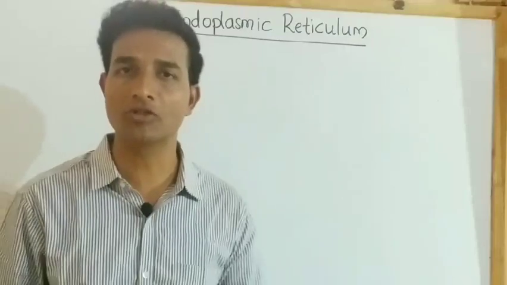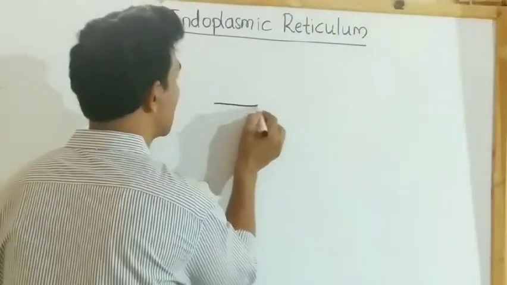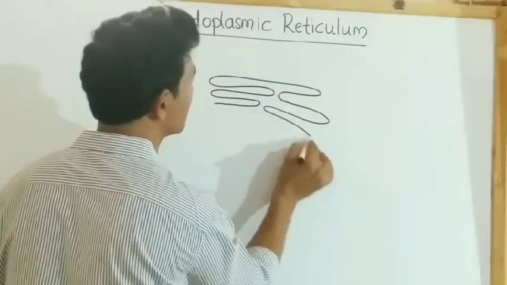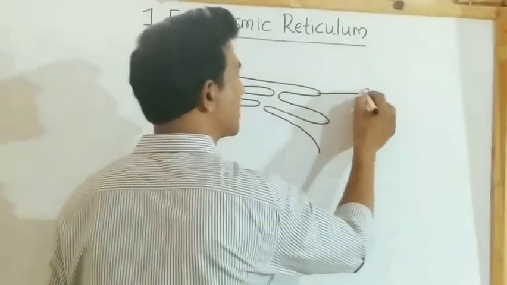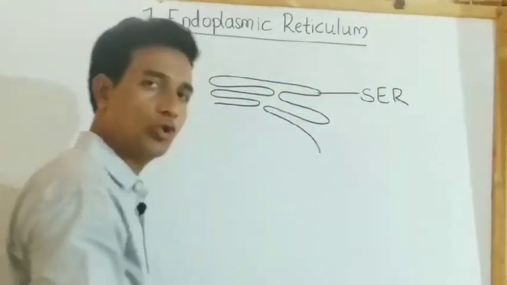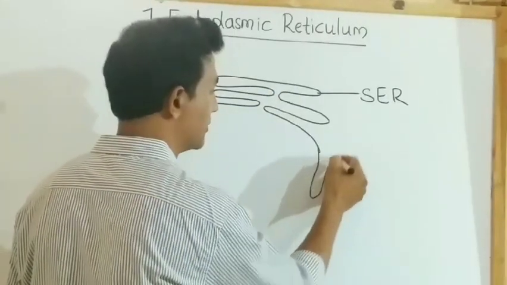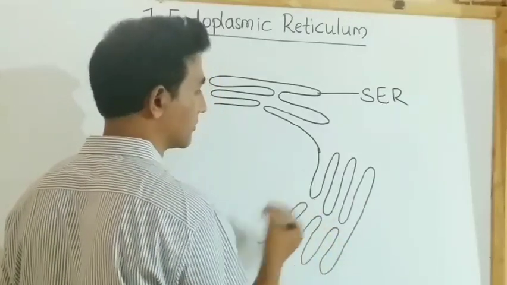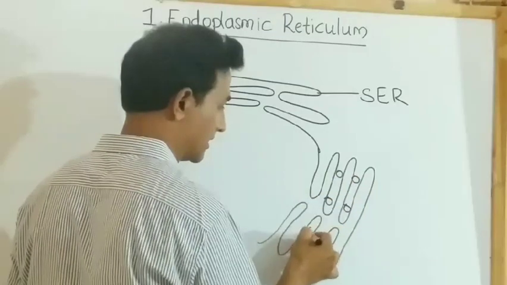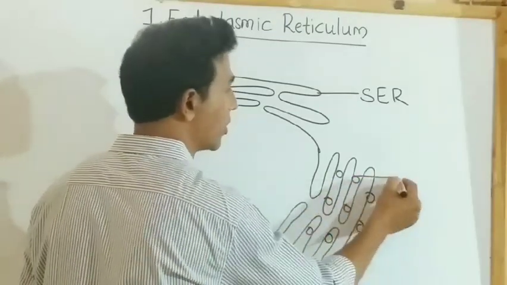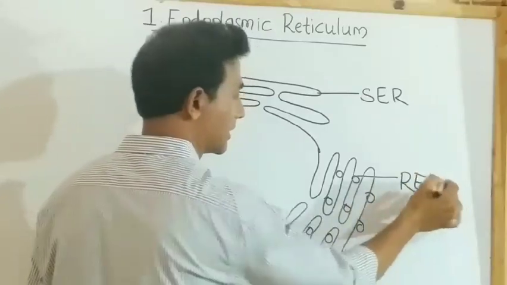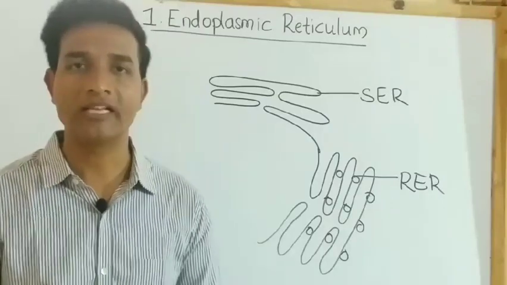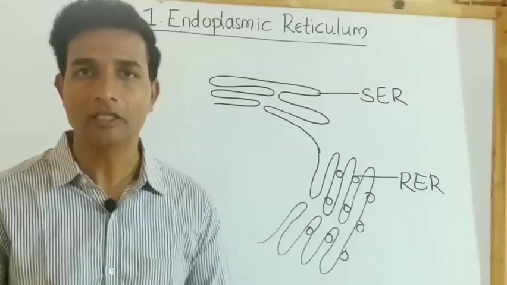There are mainly two types of endoplasmic reticulum. This is one type which we call smooth endoplasmic reticulum. Another type you can find where ribosomes are present. This is called rough endoplasmic reticulum. So here you can find two types of endoplasmic reticulum. One is called rough endoplasmic reticulum, the other is smooth endoplasmic reticulum.